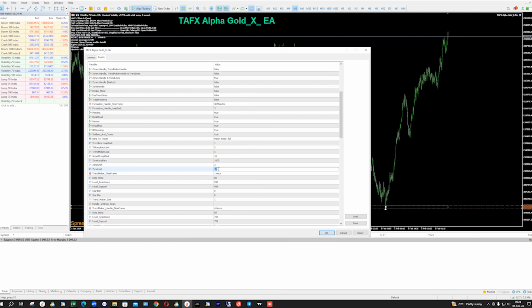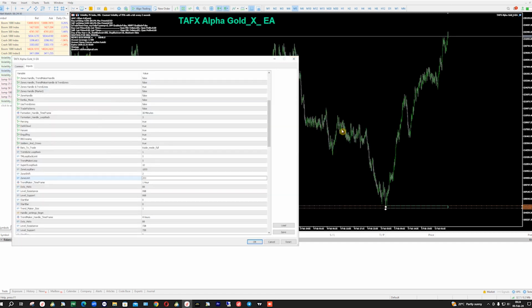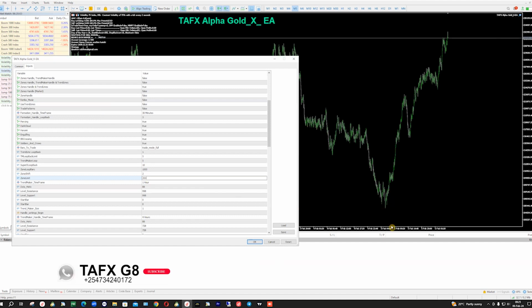We're going to set it here to like 200, because it's going to count 200 bars to check where the zone is. So if it gets the zone with less than 200 candles, then automatically it will close the buy and enter the sell. All right, guys. So in MT5, that is the only thing you would like to set.